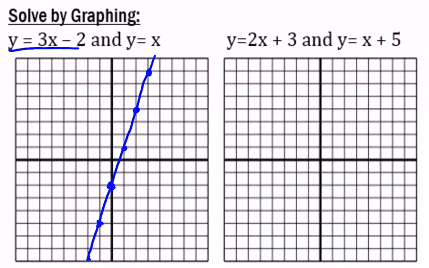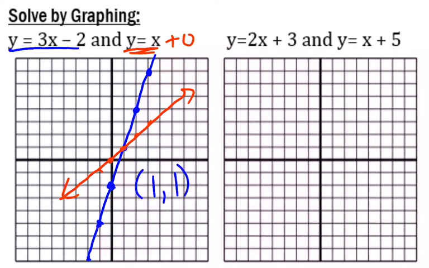I'll do the second line in red. So I don't see a b, which means that we're going to begin at 0 and rise up 1, right 1. If you notice, I already see where these ones are going to cross, so I don't really need to draw a whole lot more. What point do they cross? They cross at the point (1, 1) again.